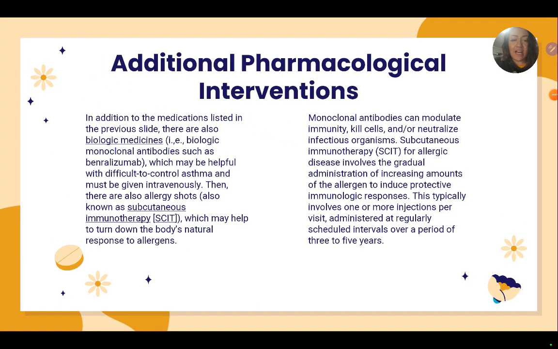I couldn't fit those last two things on the last slide, so I included both of those things here. So with biologic medicines, such as biologic monoclonal antibodies like benralizumab, these are helpful for difficult to control asthma symptoms, and allergy shots, also known as subcutaneous immunotherapy, may help to turn down the body's natural response to allergens. This slide goes into further detail on these last two processes.